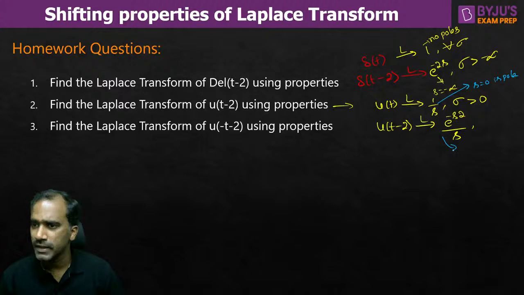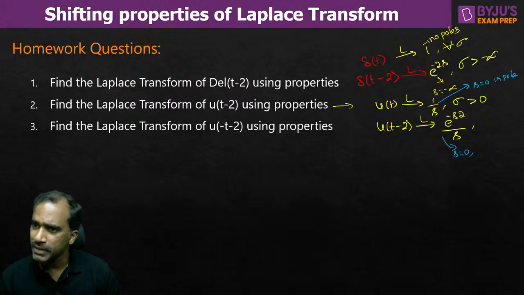Now, what is the pole here? S equal to 0 is the pole, correct? Is there any extra pole created because of time shifting? See this extra function created because of shifting. Because of this function, is there any pole? Pole means the value of s at which it becomes infinity. Is there any new value?